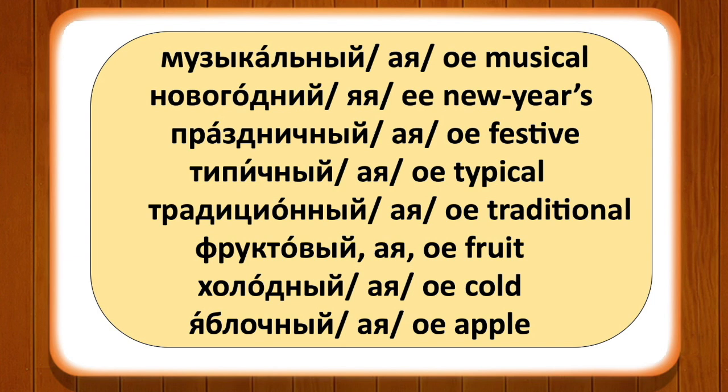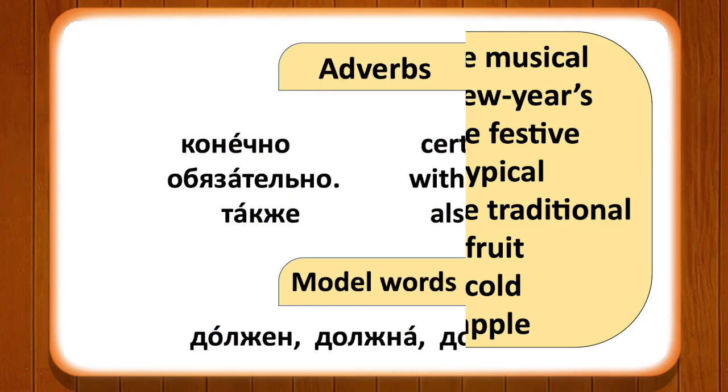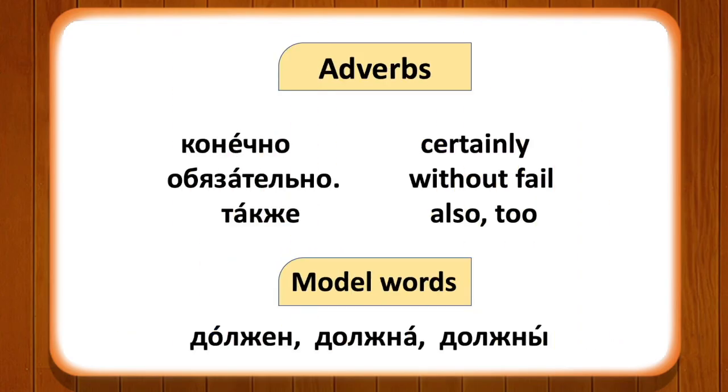Холодный means cold. Яблочный means apple. Let's pay attention to a few adverbs. Конечно means certainly. Обязательно means you must or without fail. Также means also. And certain new words like должен, должна, должны, which means must.